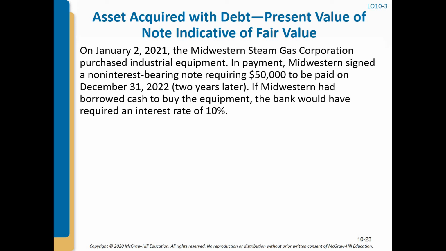On January 2nd, 2021, the Midwestern Steam Gas Corporation purchased industrial equipment. In payment, Midwestern signed a non-interest bearing note requiring 50,000 to be paid on December 31st, 2022, 2 years later. So if Midwestern had borrowed cash to buy the equipment, the bank would have required an interest rate of 10%.